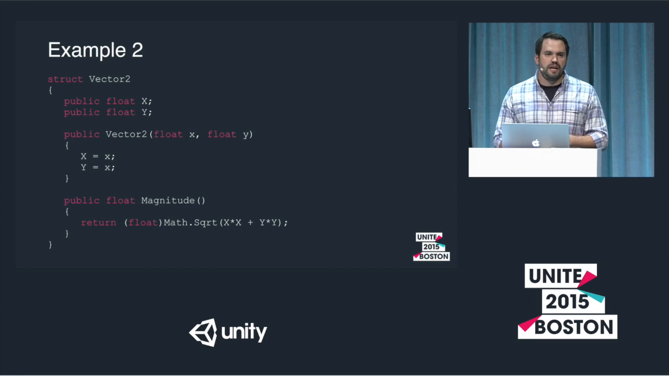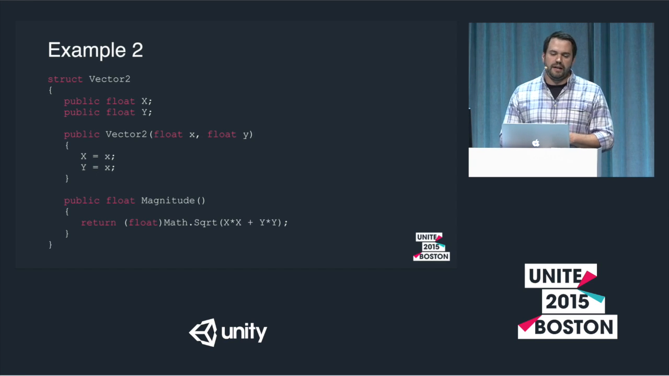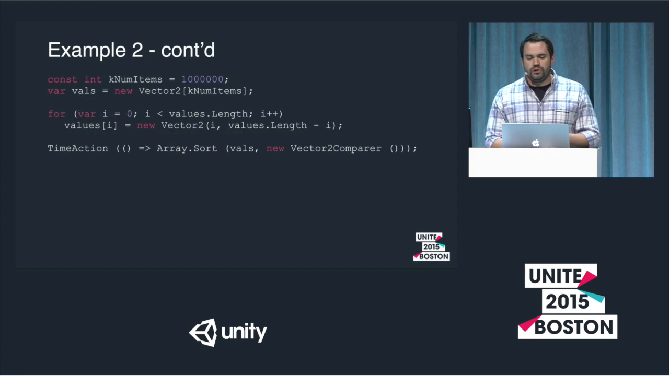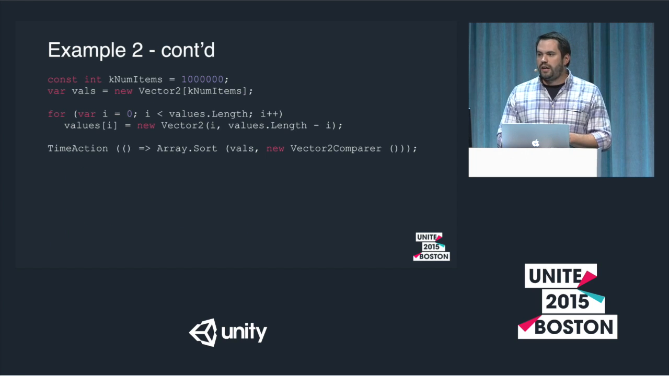Let's take a look at another example. I created this Vector2 struct. It has two fields, an x and a y, two floating point values. And it has one helper method, this magnitude, to return the magnitude of those two components for us. And what we're going to do is allocate 1 million of these things in an array, and we want to sort them based on their magnitude. So we initialize the vectors based on i and the length of the array, zooming through it.